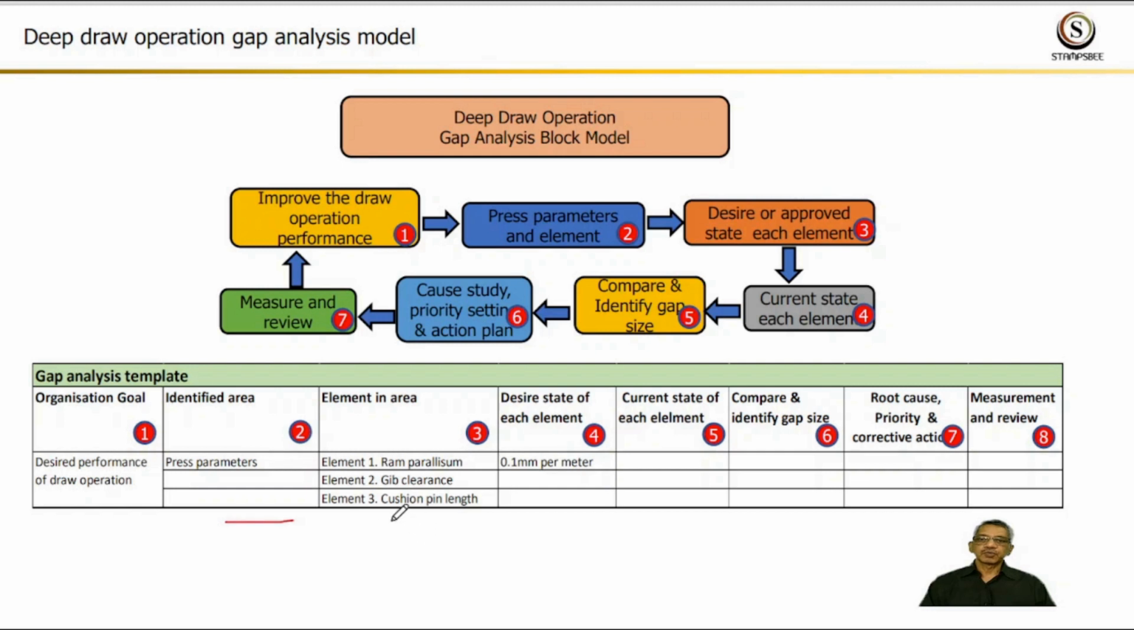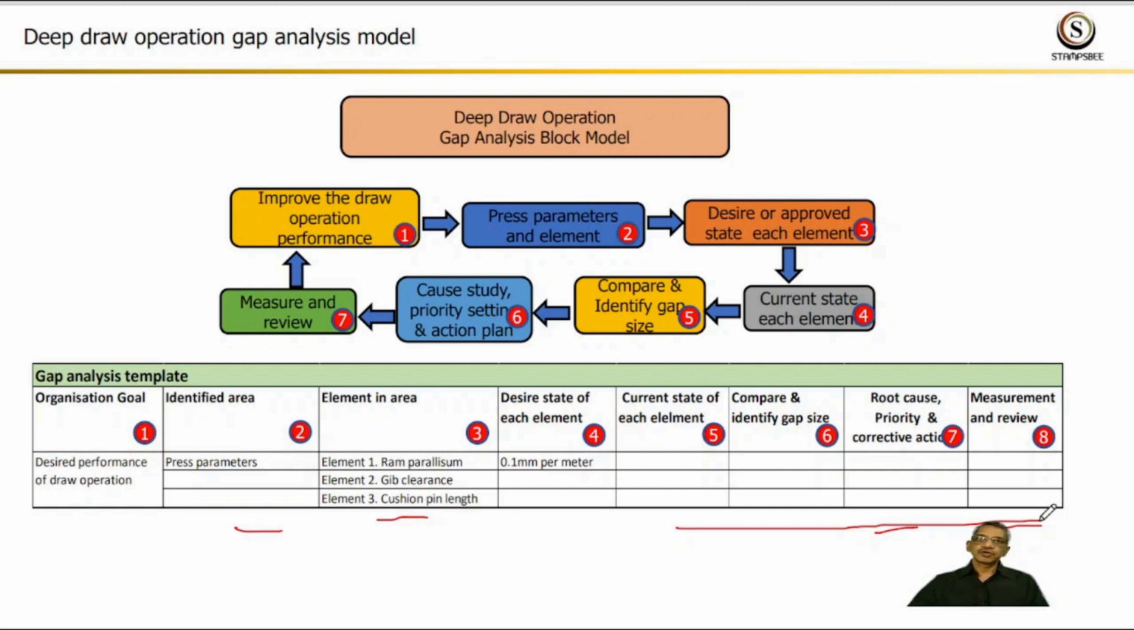In column number 2 and column number 3, process critical areas and elements are mentioned. In column number 4, desired state of each element is mentioned. These elements and desired states are identified with reference to Indian standard and work experience. The user of this template has to record current state in column number 5, comparison study in column number 6, root cause and priority in column number 7, and the last column is for measurement and review.